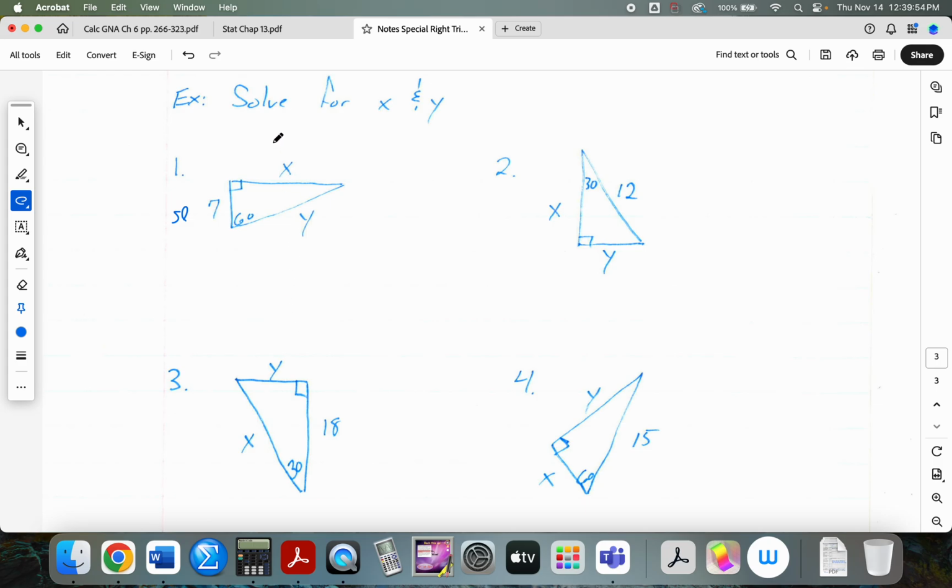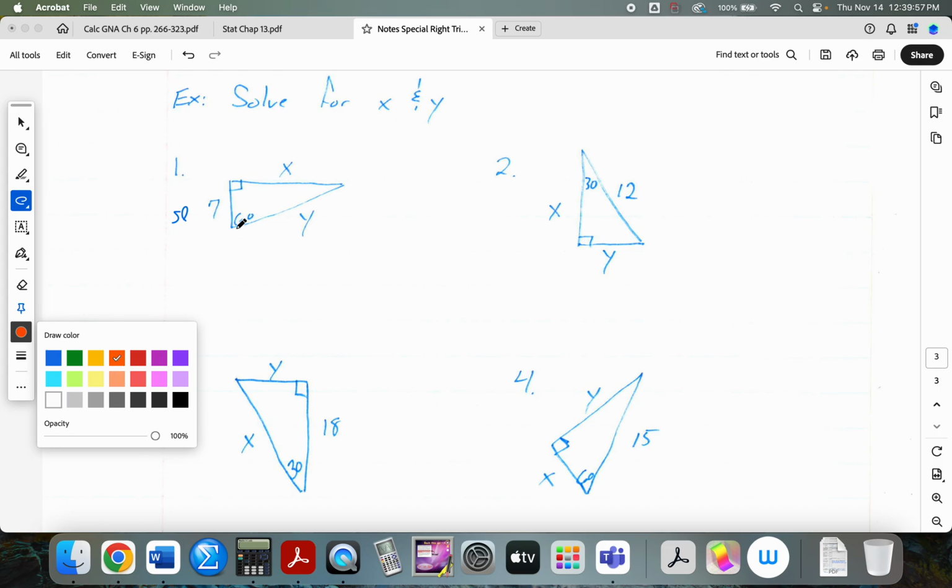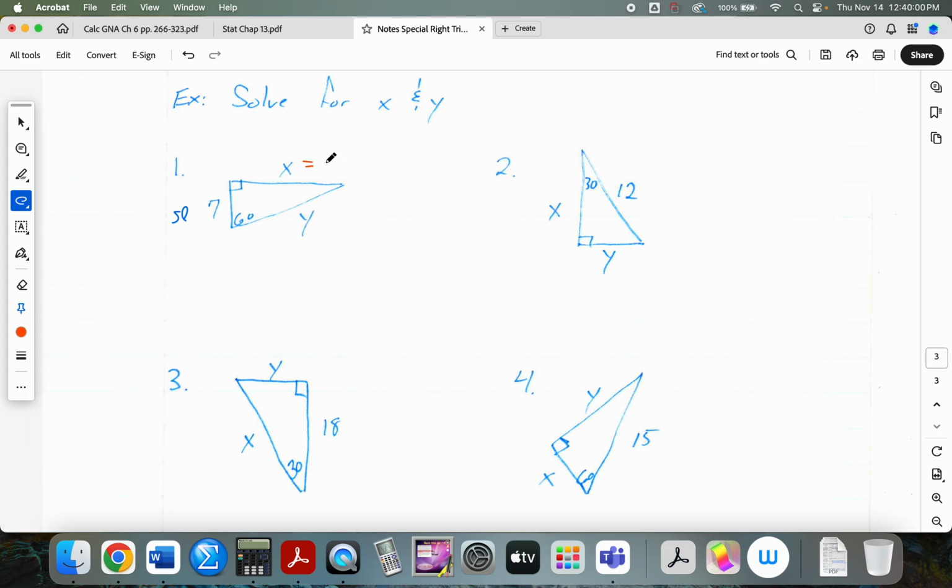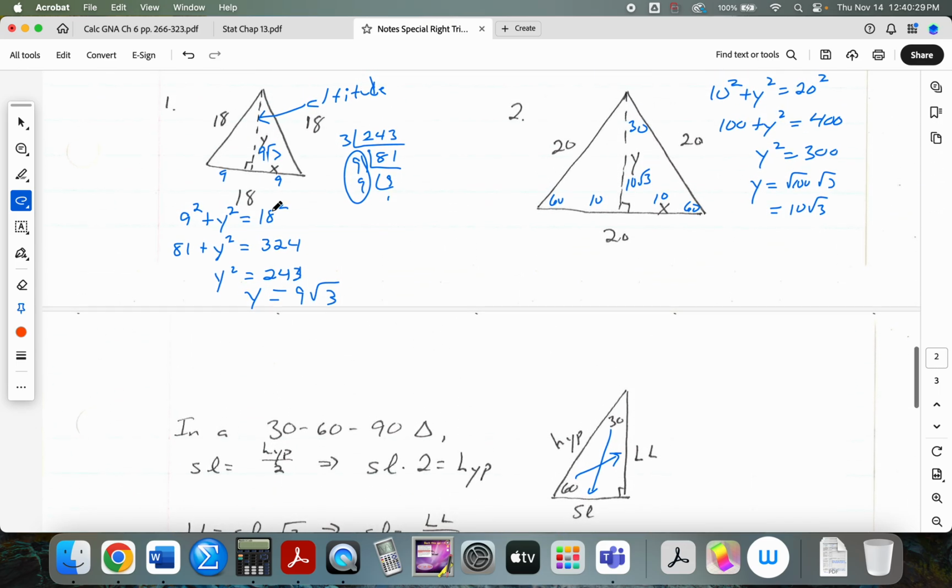And the long leg is the short leg times the square root of 3. So the long leg is just going to be 7 times the square root of 3. And the hypotenuse is the short leg times 2, so that's 14. It's just using that same pattern. The short leg's half the hypotenuse, and the long leg is the short leg times the square root of 3. It's the exact same pattern that we had here. I just turned the triangle sideways.